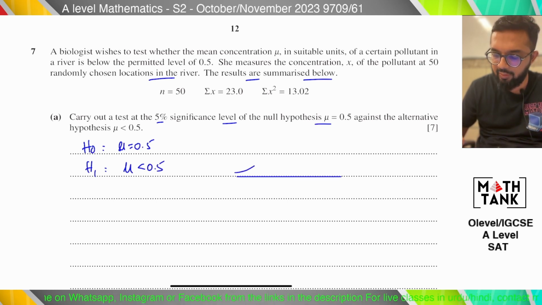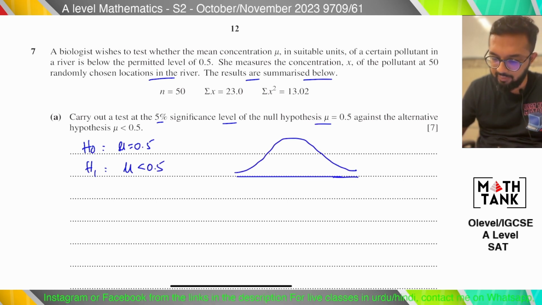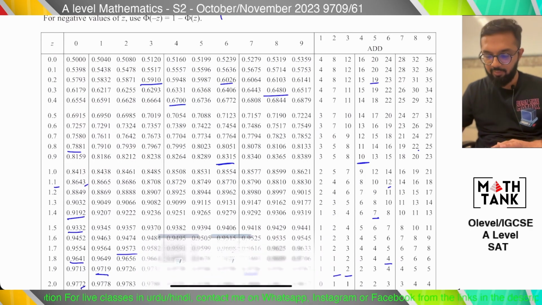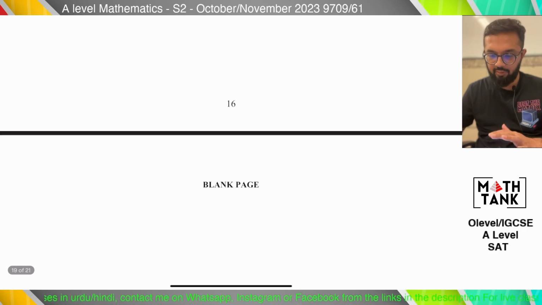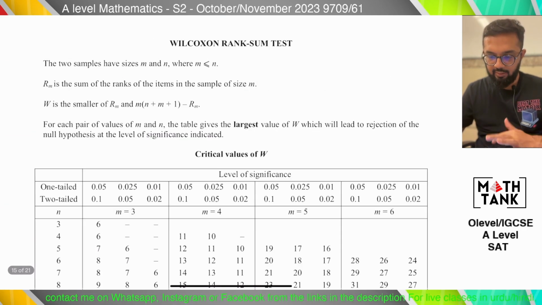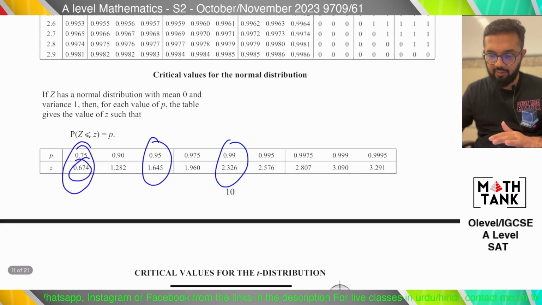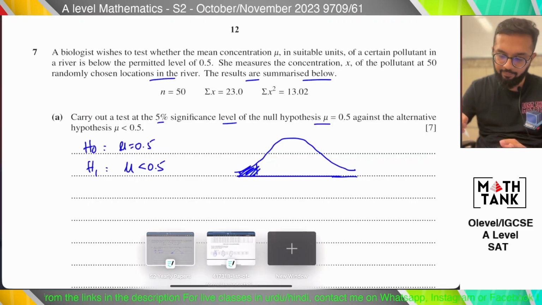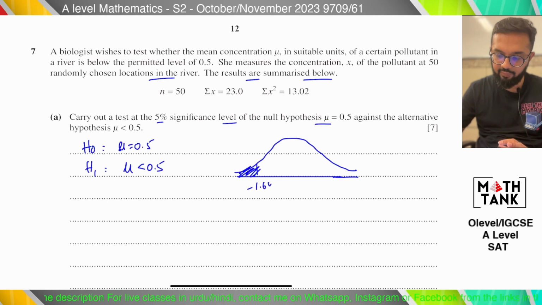I'm going to draw my rejection region. What is my significance level? My significance level is 5%. So I'm going to read 95% from my table. 95% is 1.645. So this should be minus 1.645.